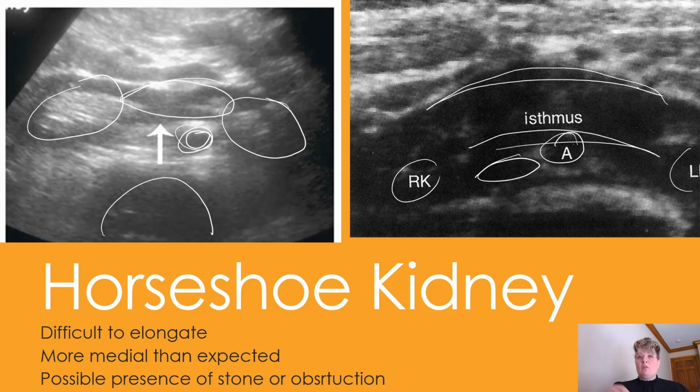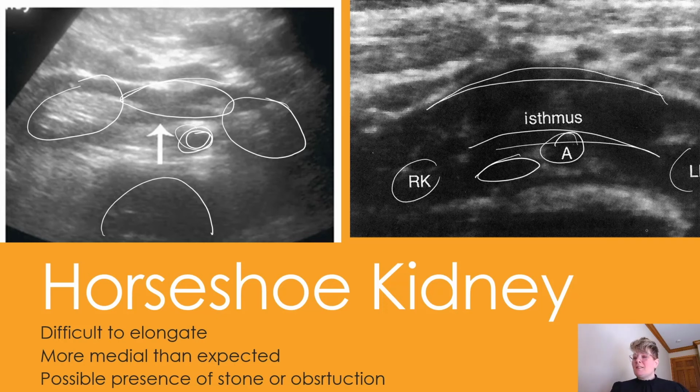So if you're kind of coming down, maybe you haven't even gotten to the kidneys yet on your ultrasound scan, maybe you're doing abdomen complete and you're coming down from the aorta, and then all of a sudden you get this kind of dark bridge of tissue, that would be a really key sign to identifying that horseshoe kidney.